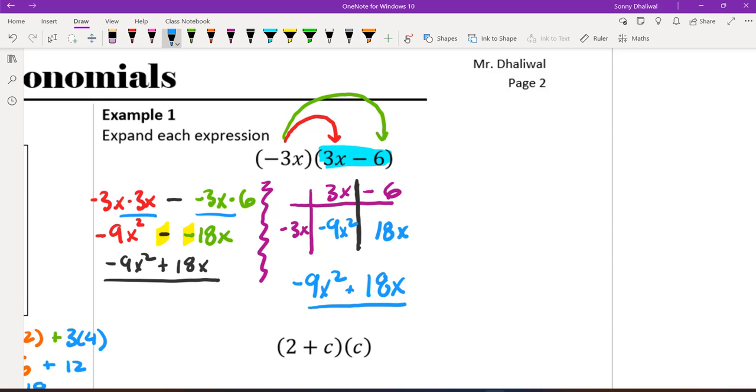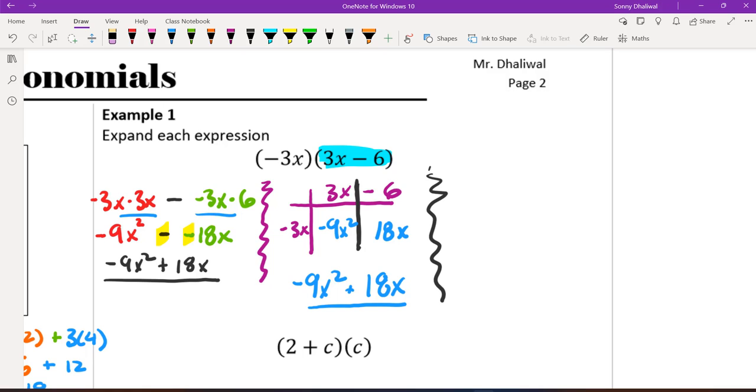Method 1 is the distribution method where we show all these calculations. Method 2 is called the area model, where we use a multiplication table. It's a lot less writing, and you're less likely to make a mistake or forget anything because you just have to fill in all the boxes. But when you get to grade 10, you probably start off with these methods, but you'll go to a condensed version of this.